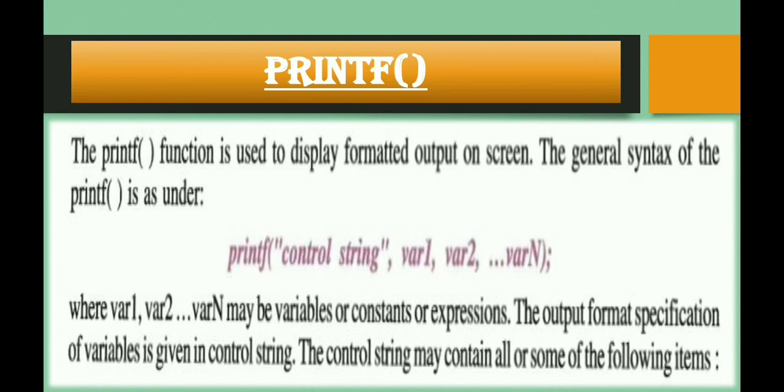What is the change over here? Yes, here the variable names are written without the ampersand sign. That is the only change. Otherwise, the rest of the things are just similar to our scanf statement. So here variable 1, 2 and n may be variables, constants or expressions. And the output format specification of each variable is given in a control string.